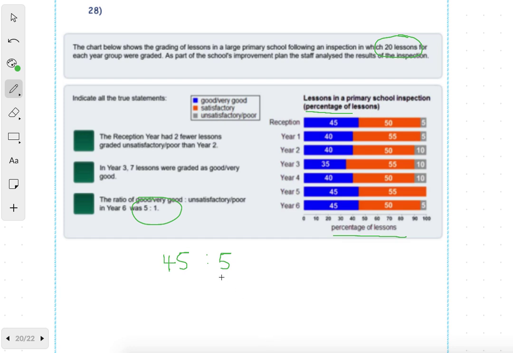Now in terms of simplifying that, it simplifies in exactly the same way that you would a fraction. As long as you do the same to both sides of the ratio, you can simplify it. So in this particular case, if you divide both of them by 5, you would get this ratio of 9 to 1. So you can see that this would be a false statement. Definitely not 5 to 1. That's it really. Don't worry about simplifying ratios. They're just the same as simplifying fractions.